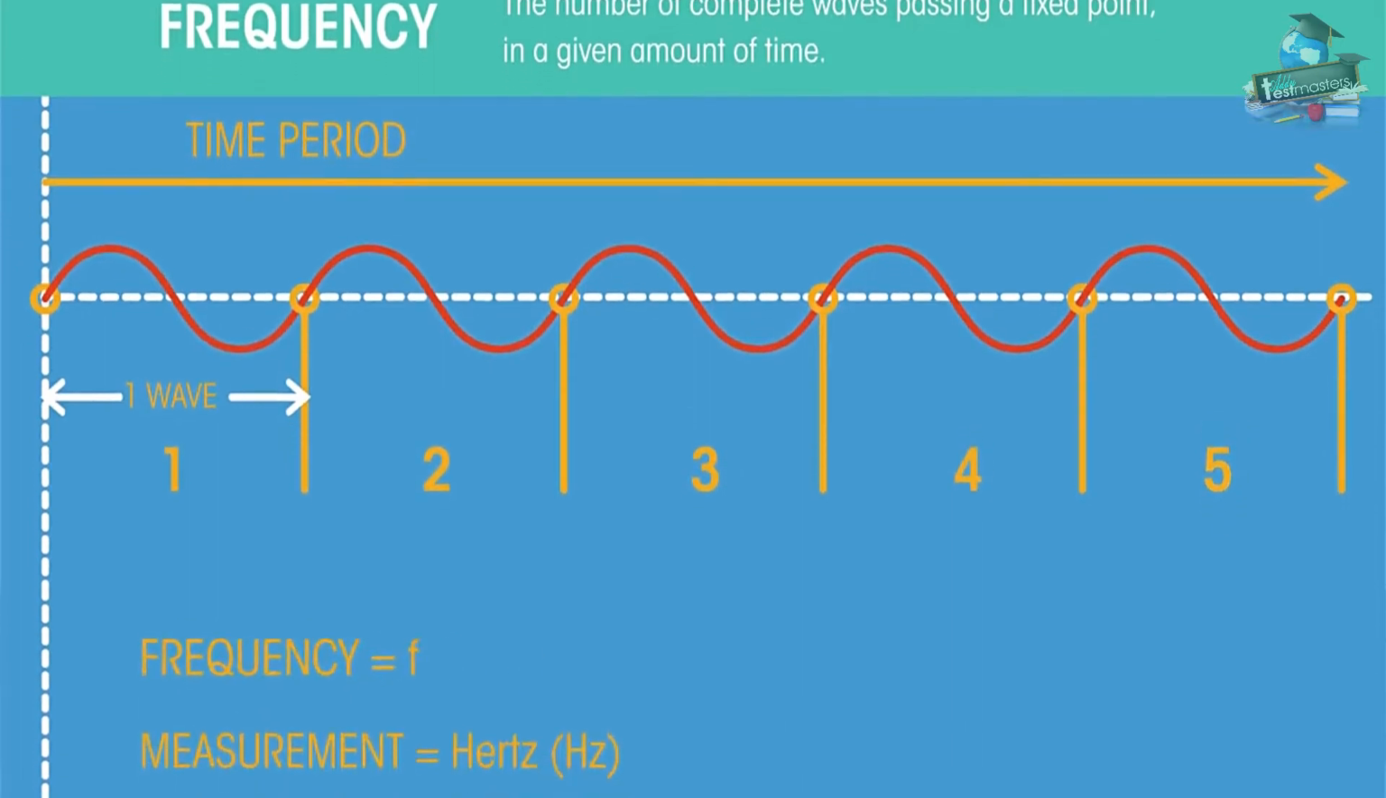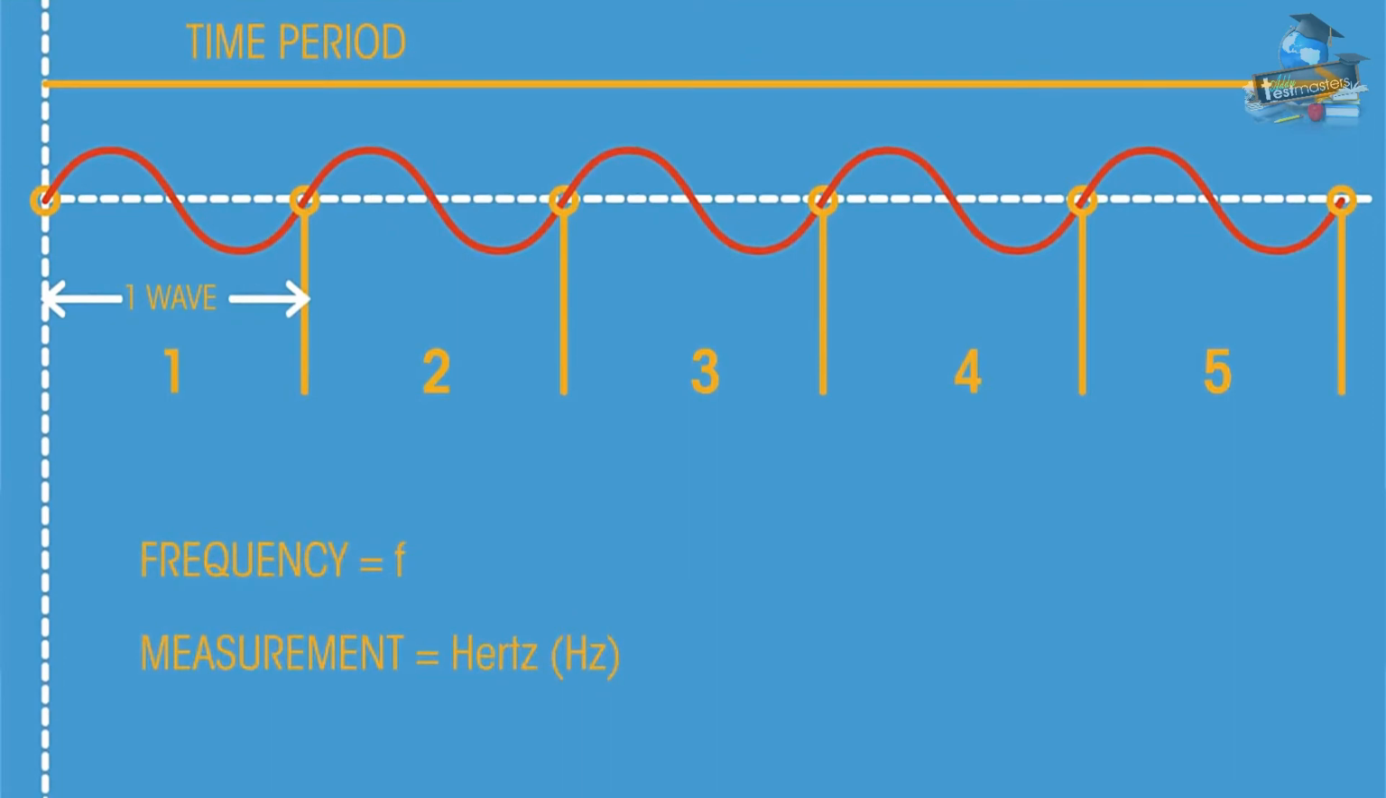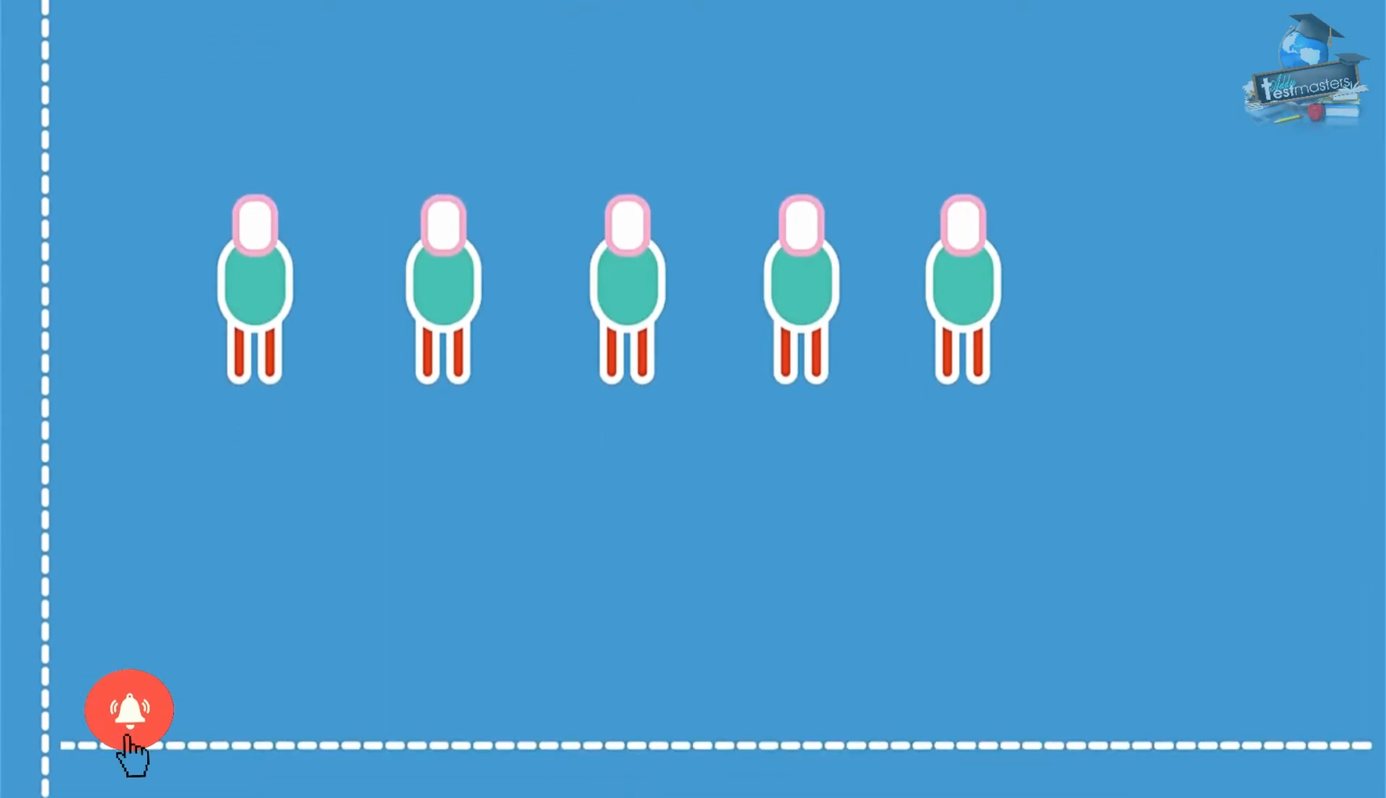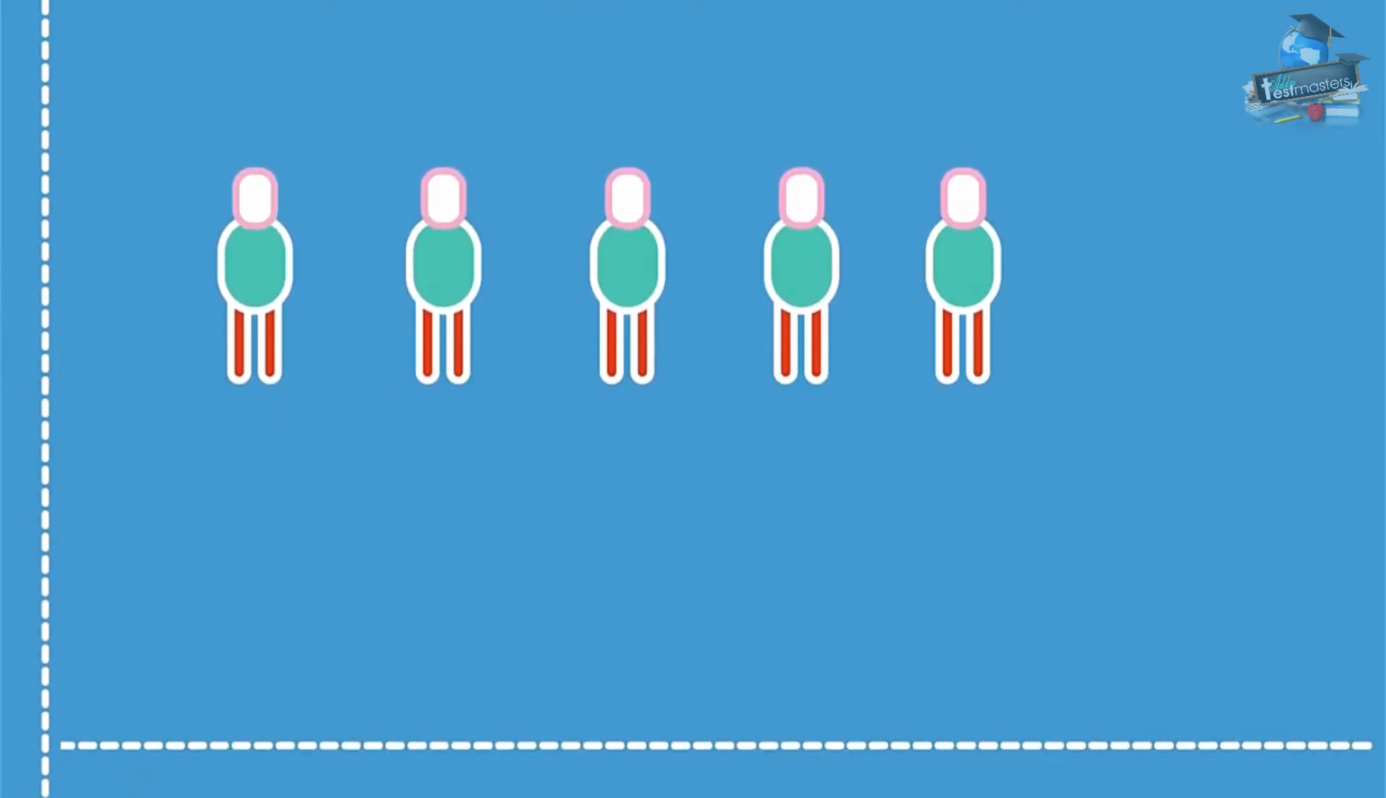Frequency is given the symbol f and is measured in units called Hertz. Hertz measure how many complete cycles per second. So how many people in our Mexican wave stand up every second.